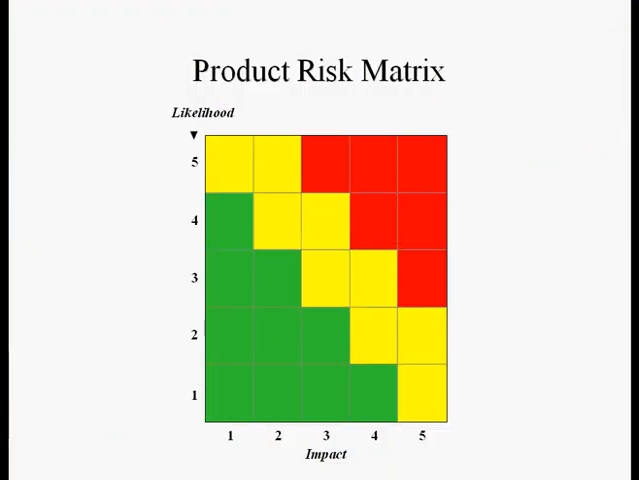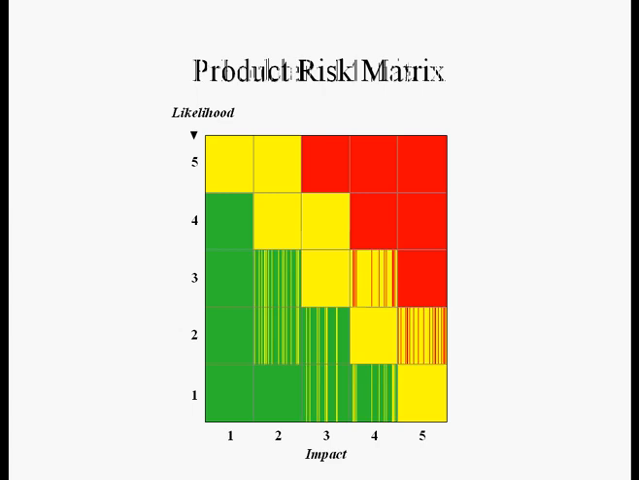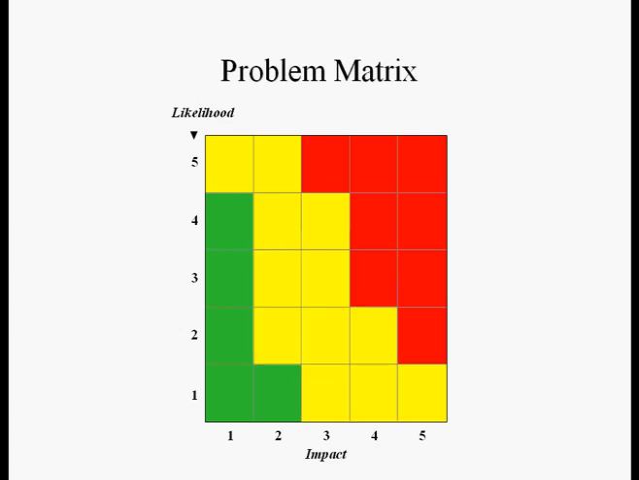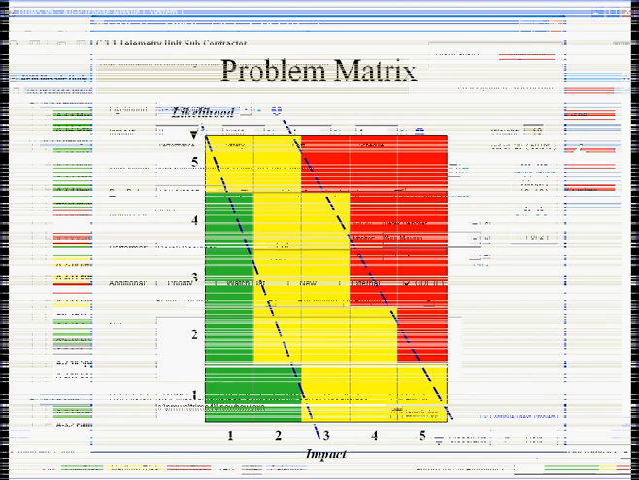As we saw earlier, the default risk matrix looks like this. The default matrix for problems, however, looks like this. You can see that the lines dividing the high, medium, and low risk areas are slanted more vertically. This puts more emphasis on the impact of a problem than the likelihood of occurrence.